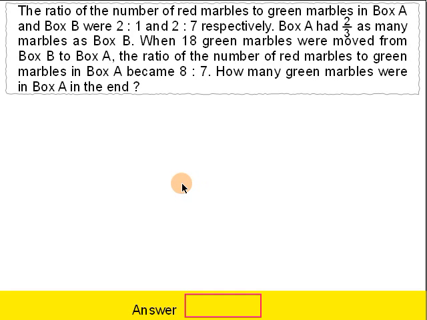Well, the question says that the ratio of the number of red marbles to green marbles in box A and box B were 2:1 and 2:7. Alright, so let's commence by drawing the model. We draw the model for box A.